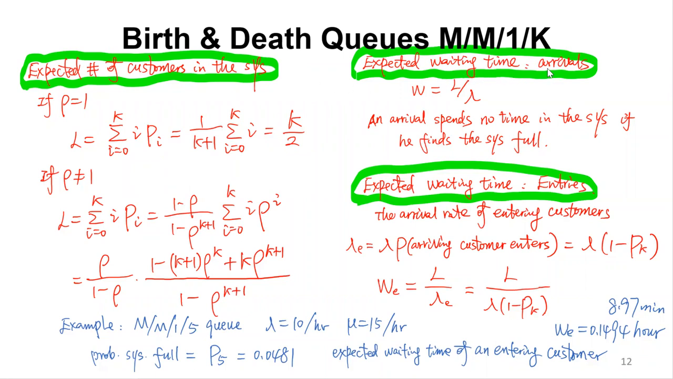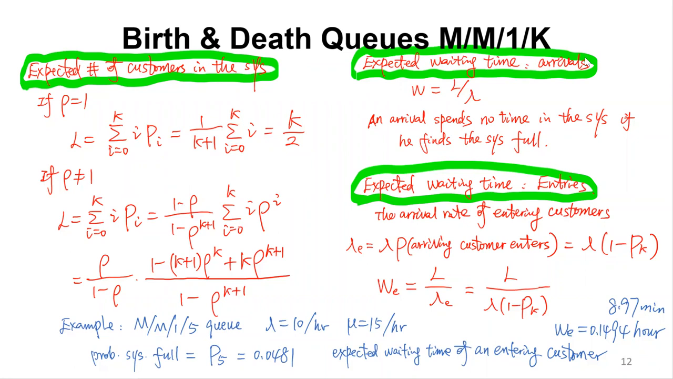So what is the expected waiting time for the arrivals? W equals L over lambda. This is Little's law. But an arrival can actually spend no time in the system if he finds the system is full.